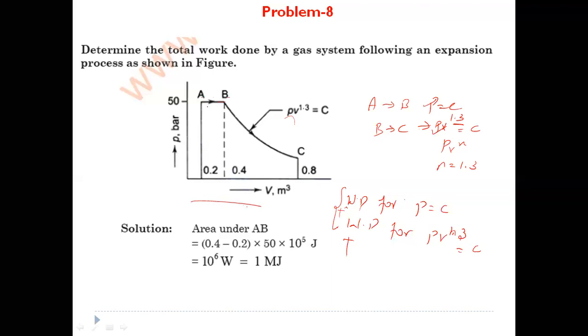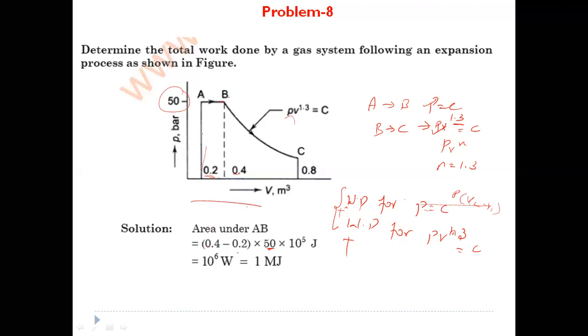So first, calculating for the process 1 to 2. The formula for work done for a constant pressure process is P into (V2 minus V1). We have the pressure value, 50 bar, and the volume values are given as 0.2 and 0.4. So P means 50 into final volume 0.4 minus initial volume 0.2.